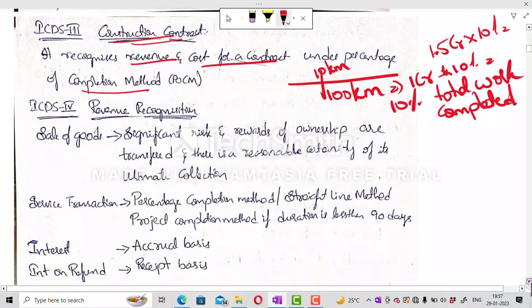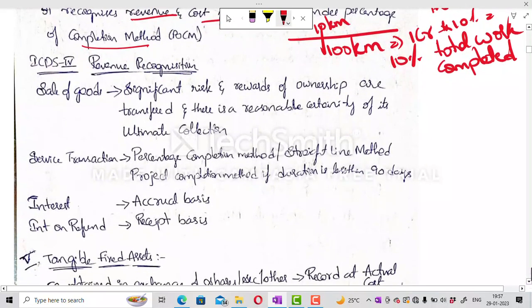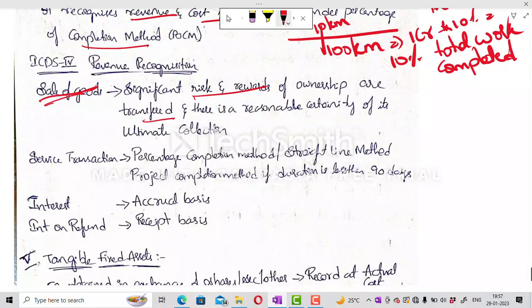So how do we need to recognize the income? In case of sale of goods, we need to recognize revenue only when significant risks and rewards of ownership are transferred to the other party, and there is reasonable certainty of its ultimate collection. We have confidence that we will collect that income. Then only we should recognize the revenue in case of sale of goods.